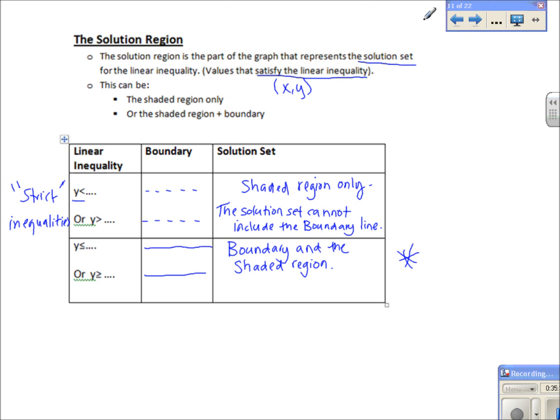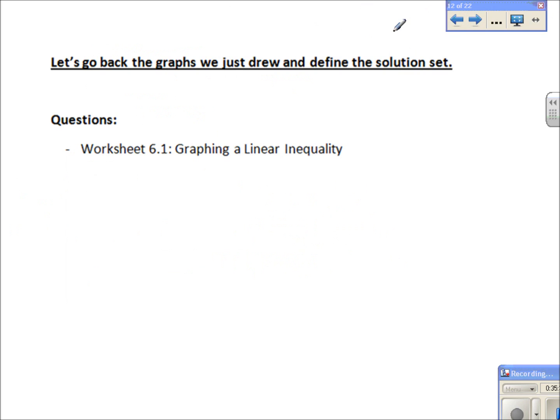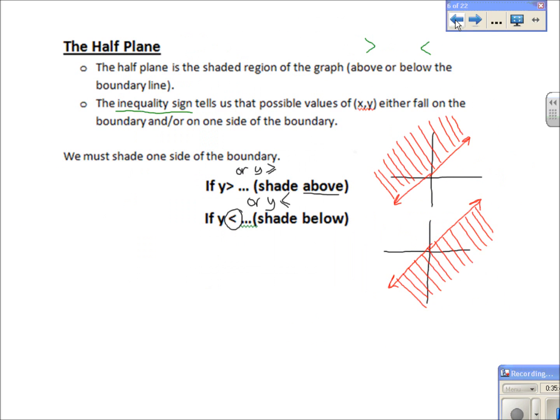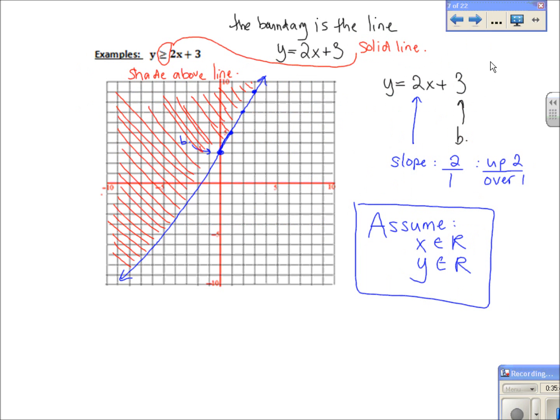Let's go back for a moment. You can see on the bottom of your notes I wrote, let's go back to the graphs we just drew and let's define the solution set. Let's do this very quickly so that it really helps you understand what is the solution set for each graph, or at least each linear inequality. So I'm going to get you to flip back for a moment, just to this example here. If you flip back 2 pages in your notes, let's look at the first graph that we did. So the first example here.